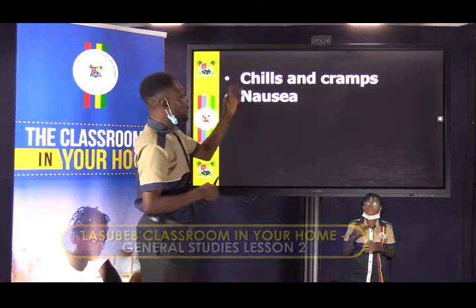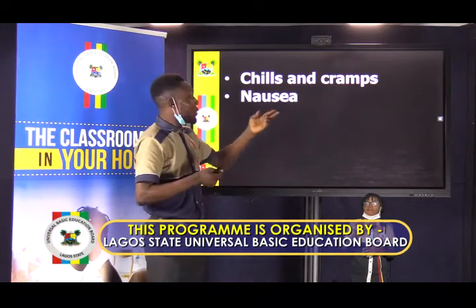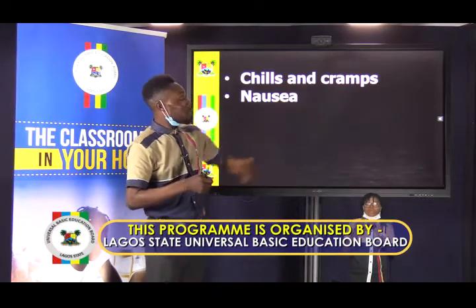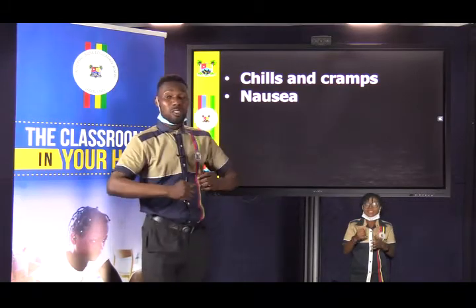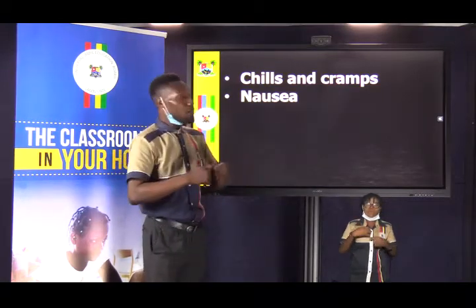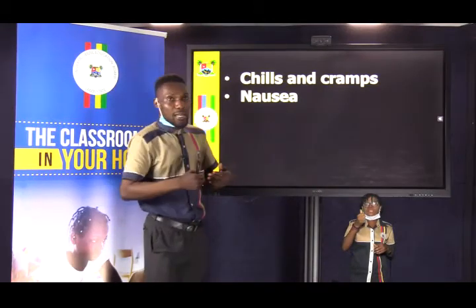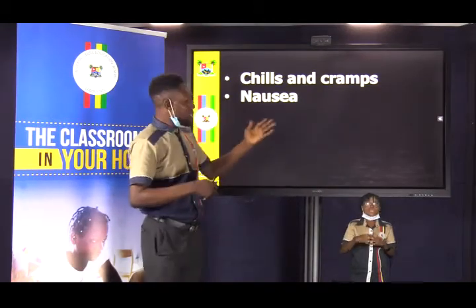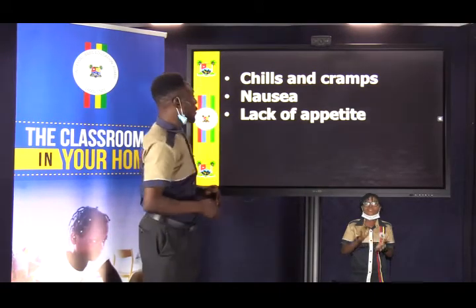Chills and cramps. When we talk about chills, that is talking about unnecessary cold in the body. And talking about cramps, we are saying the contraction of the muscle that will make somebody feel tired or fatigued. Nausea too. Somebody will start feeling sick as if to vomit. That's another effect of drug abuse on people.